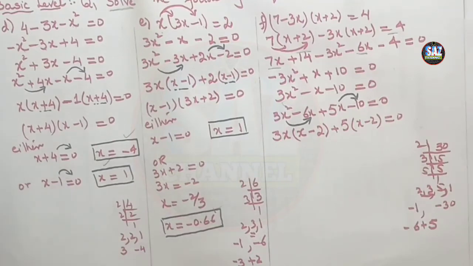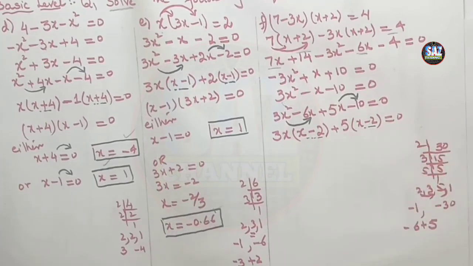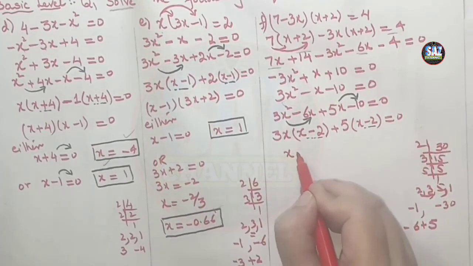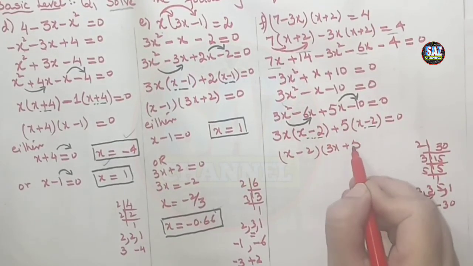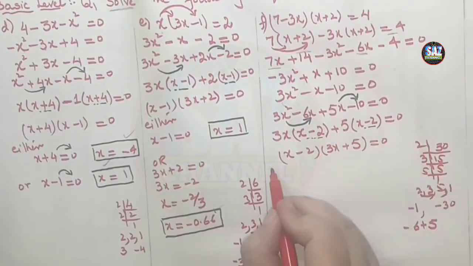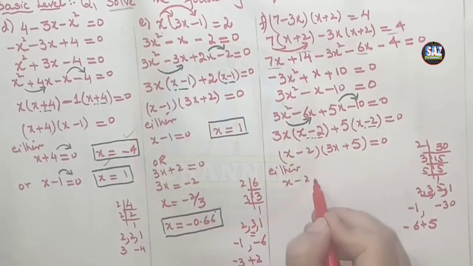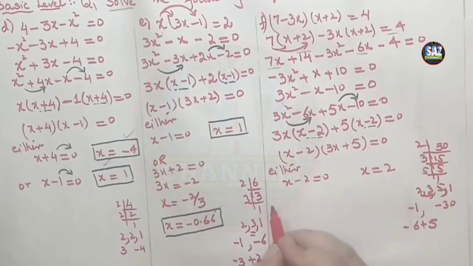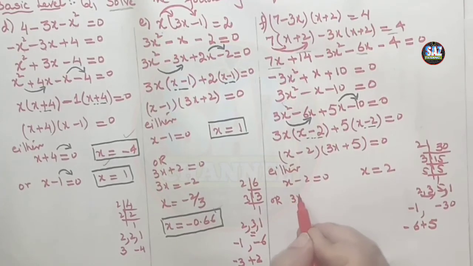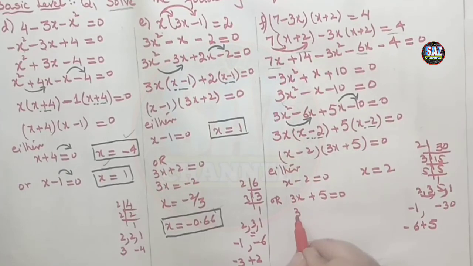Again, this x minus 2 is the common group. Extract it out. x minus 2 into 3x plus 5 equals to 0. For the solution purpose, either x minus 2 equals to 0 and this will give me x equals to 2, or 3x plus 5 equals to 0. This will give me 3x equals to minus 5.